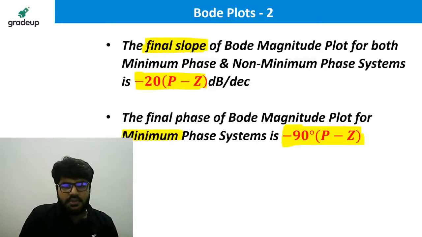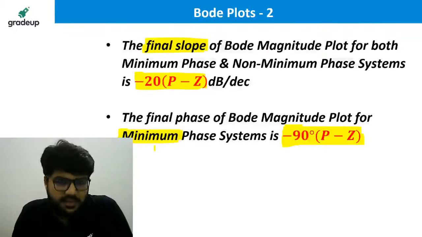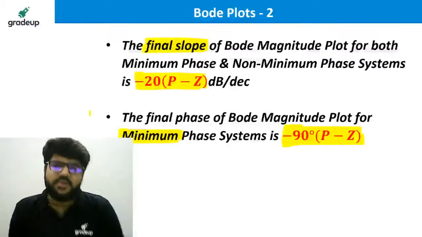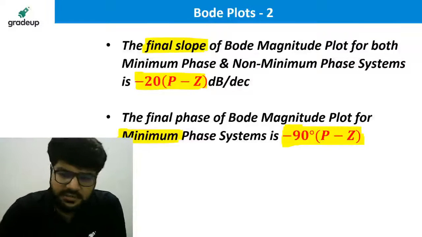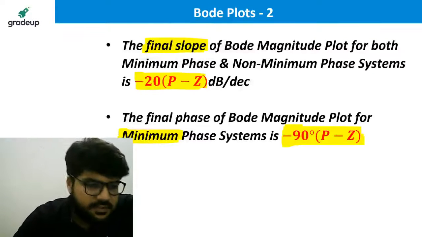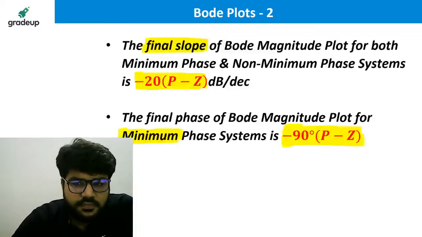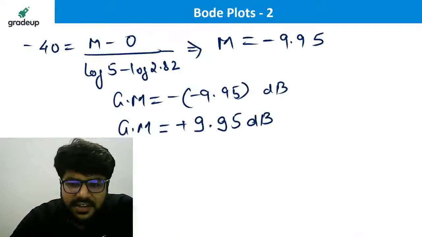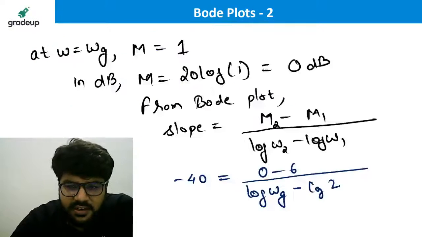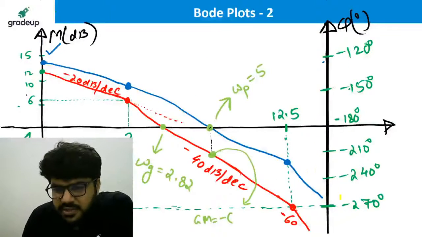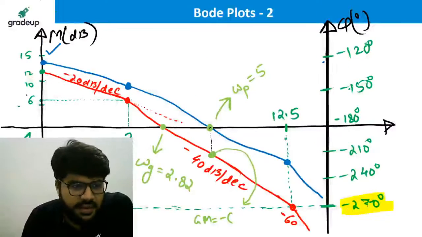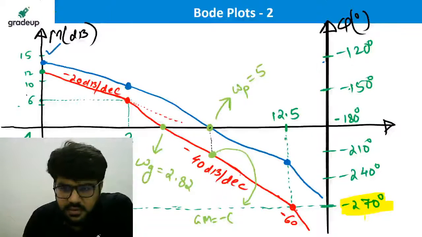Now, what is a non-minimum phase system? Okay, I'll explain you that. Okay, so just note down this formula. The formulas are sufficient. The final slope and the final phase. That is why the final slope, the final phase you see here. What is the final phase that you have seen in the plot is minus 270. Okay, 3 minus 0.